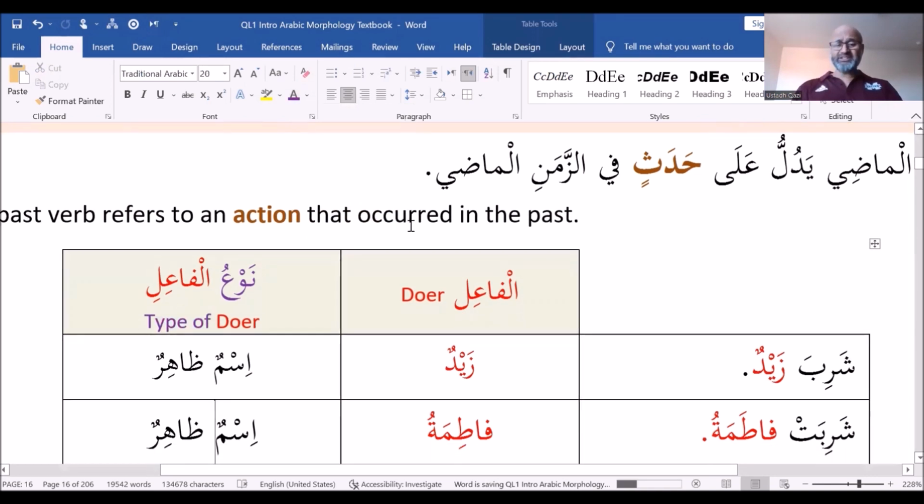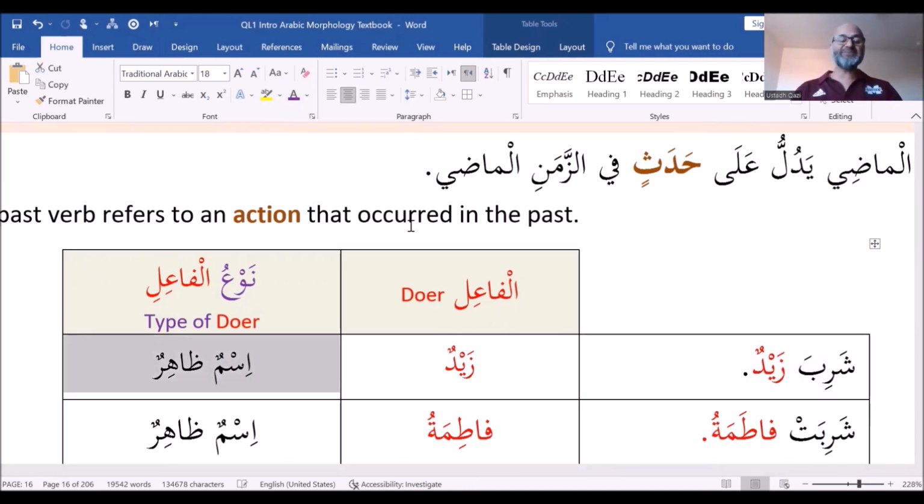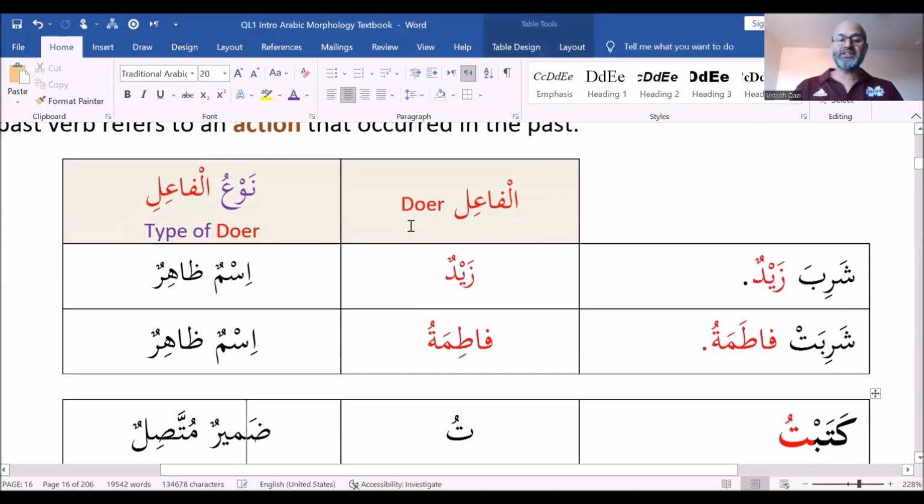So in these two examples, Shariba Zaydun and Sharibat Fatimatu, we have a doer Fatima for Sharibat, and we have a doer Zaydun for Shariba, right? But then what kind of doer is this? It's an ismun zahirun, which is a clear noun that is mentioned after the fi'l. Zahir means clear, manifest, explicit. It's a noun such as Zayd, Fatima, al-Muslimun, al-Kafirun. It's mentioned as a separate word after. Sometimes the fa'il is a connected pronoun, and that's what we're going to see next.